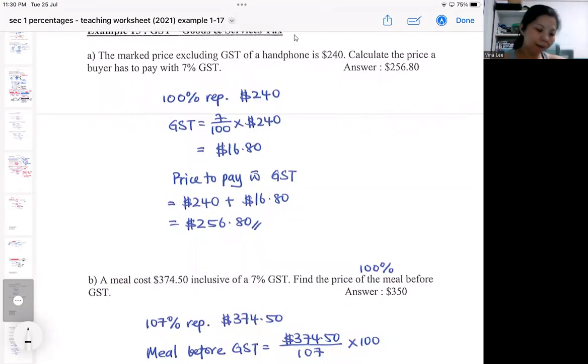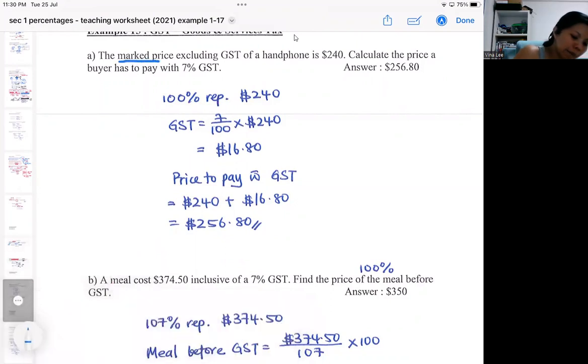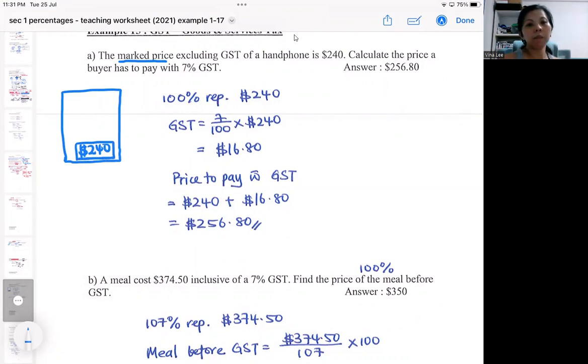So for part A, the mark price excluding GST. So remember, what is the mark price? The mark price is the price tag. So it is $240. That means when you go to the shop, you actually see $240. But this price doesn't include GST. So when it doesn't include GST, this will be the 100%.